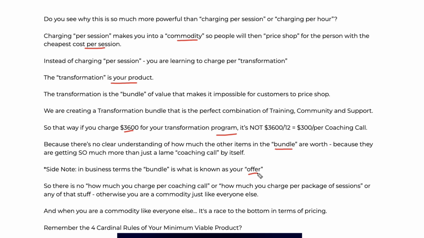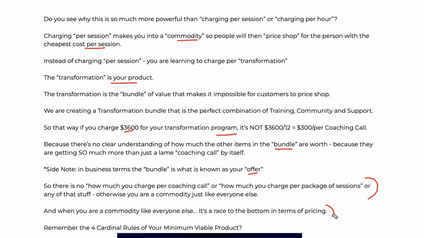terminology, okay? So ultimately, what you have to understand is that there's no how much you charge per coaching call or how much you charge per package of sessions or any of that stuff, okay? Otherwise, what ends up happening is that you become a commodity just like everybody else. And when you become a commodity, it is a race to the bottom in terms of pricing, because the customer is just price shopping, and they're saying, okay, this person charges X amount per session. This person charges X amount per coaching call.